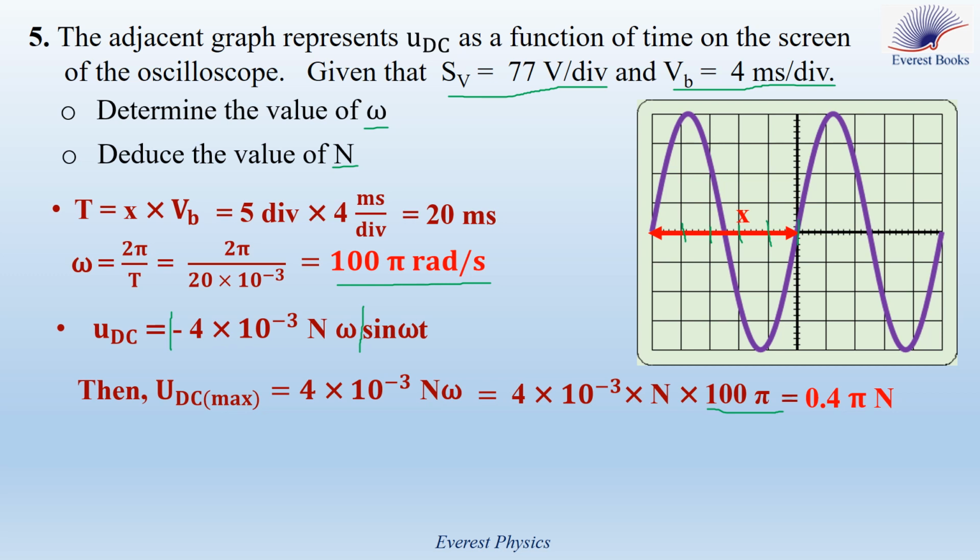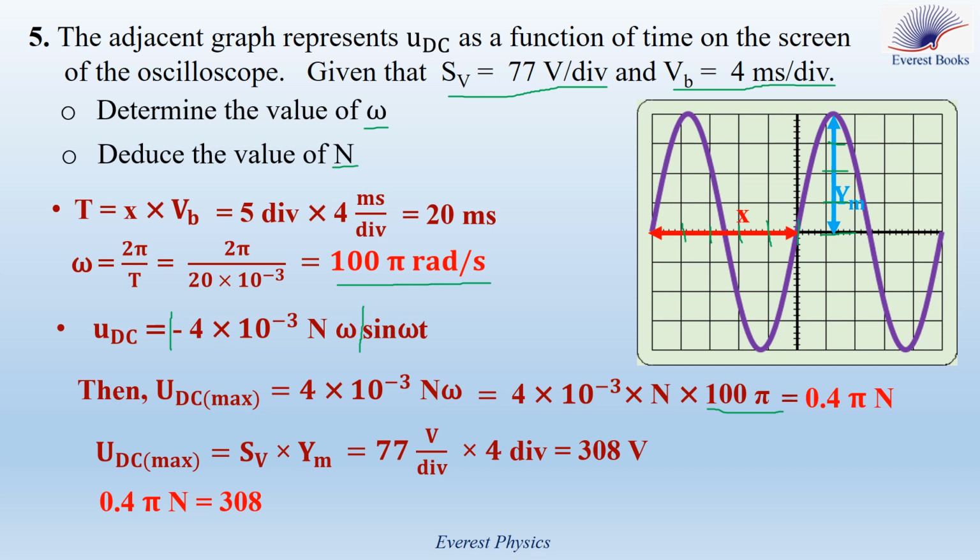But UDC maximum can be determined graphically using the graph according to this formula. UDC maximum equal SV times Ym, where Ym is the number of the vertical divisions for a positive or a negative peak measured relative to the time axis. We observe that Ym is equal to 4 divisions. Let's count the value of Ym. 1, 2, 3, 4. So replace Ym by 4 divisions and SV by 77 volts per division. Therefore, UDC maximum is equal to 308 volts.